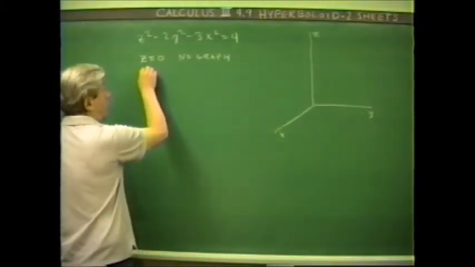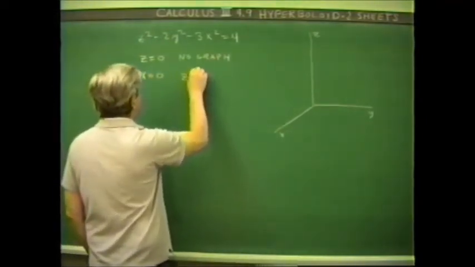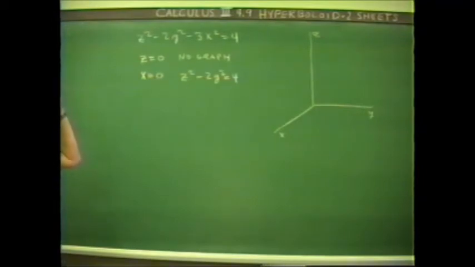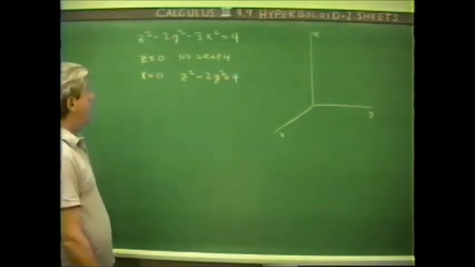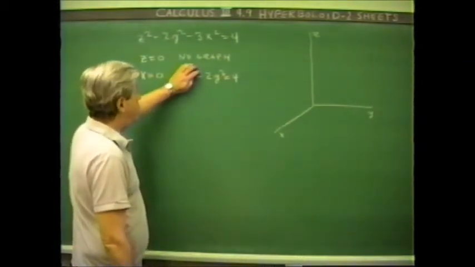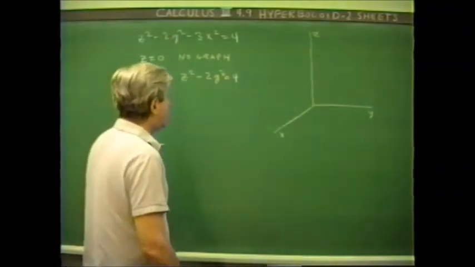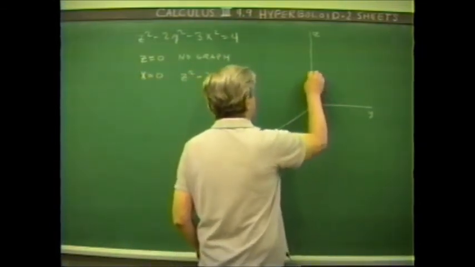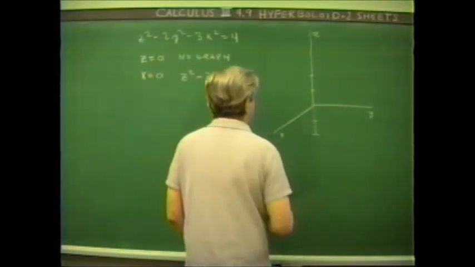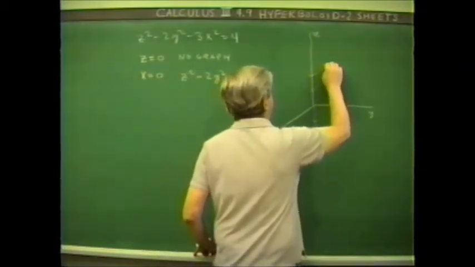When x is equal to 0, right, we're then looking at z squared minus 2y squared is equal to 4 in the yz plane. This is a hyperbola. And when z is equal to 0, there's no point on the graph. When y is equal to 0, z is plus or minus 2. So plus or minus 2 for the z. Right. And this is a hyperbola, and it opens like this in the yz plane.